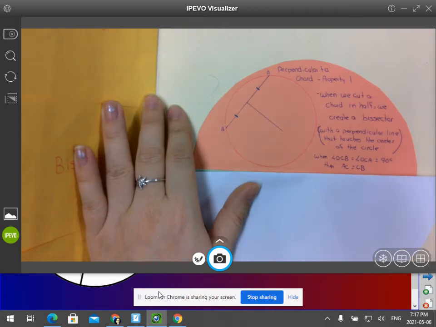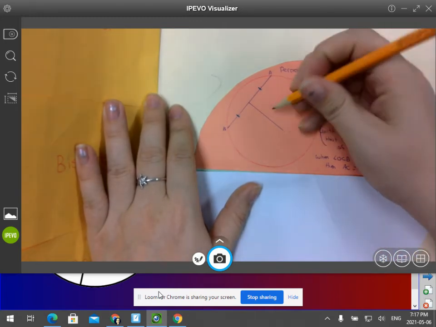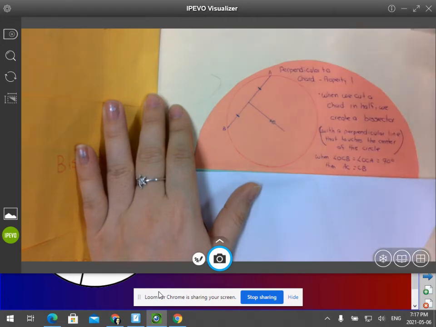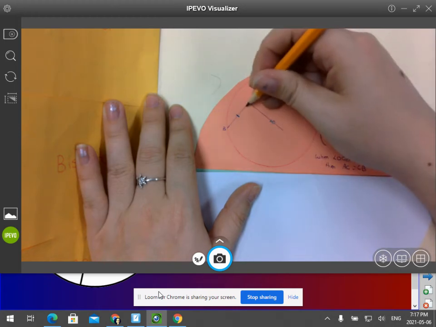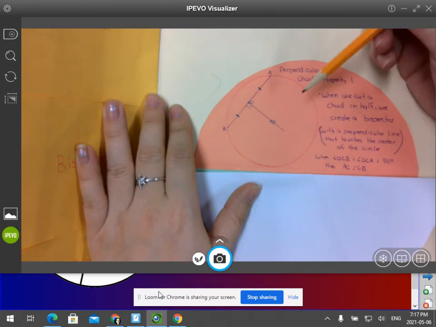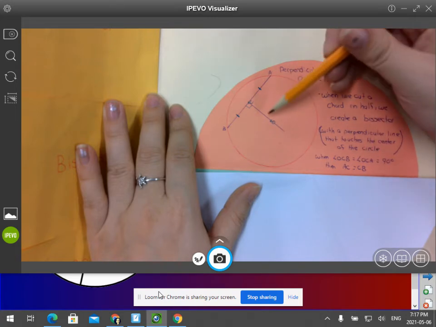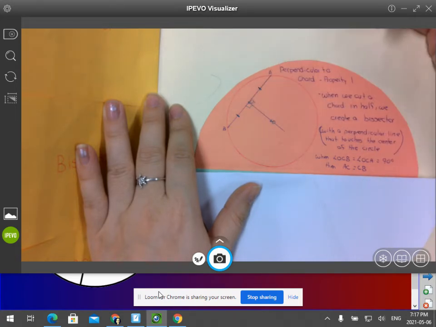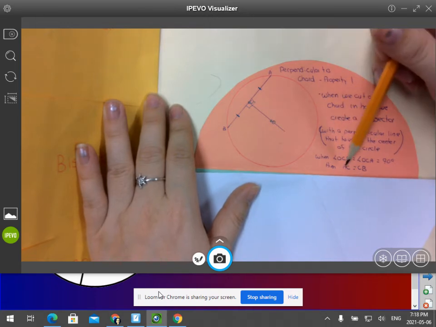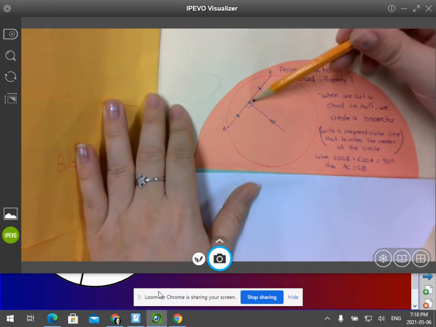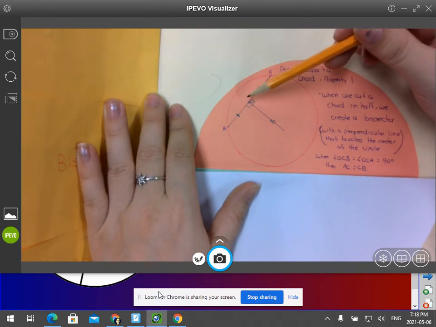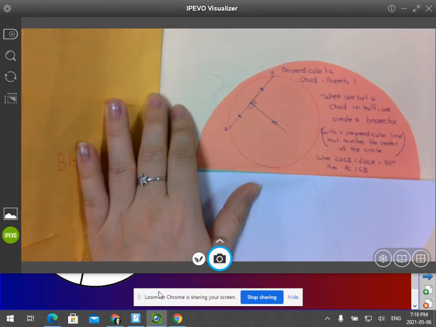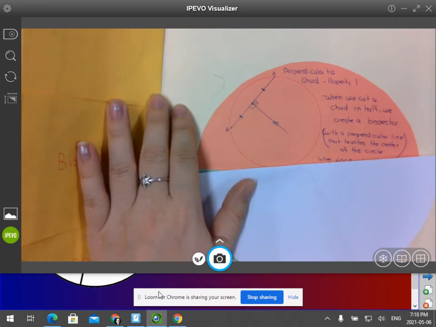What you need to know is that if this is where my center of the circle is, then the angle OCB is 90 degrees, and the angle OCA is also 90 degrees, which means that AC is equal to CB. So when I cut it in half, it is a bisector. It is 90 degrees. That is chord property number 1.